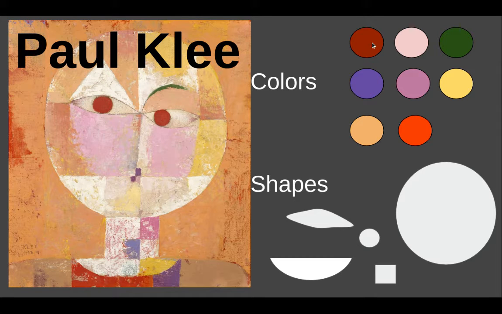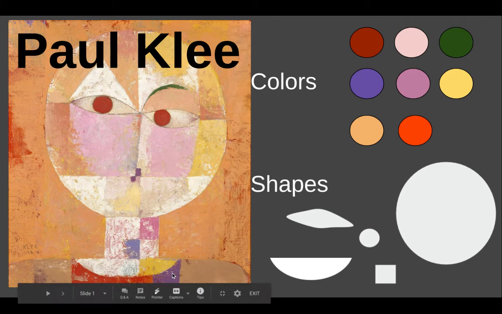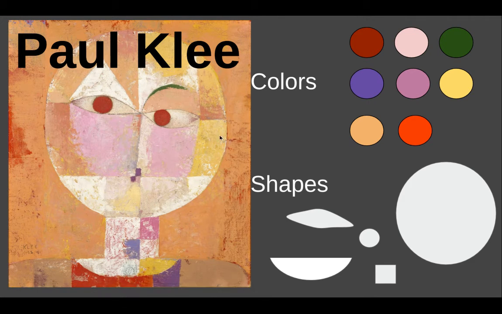In this picture, he used some red, pink, green, some purple here, some kind of pinkish purple here, yellow, peachy color, and like a bright red orange. So those are some bright colors, and mostly he used warm colors, oranges, reds, and yellows. But there's some cool colors like purple and green in there.